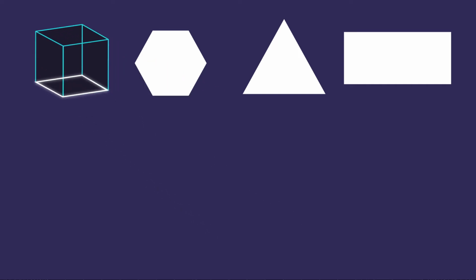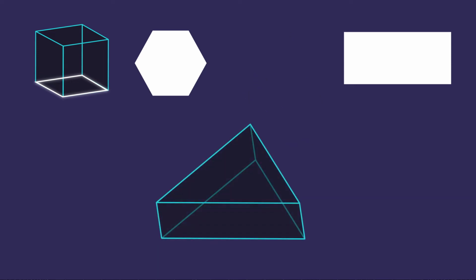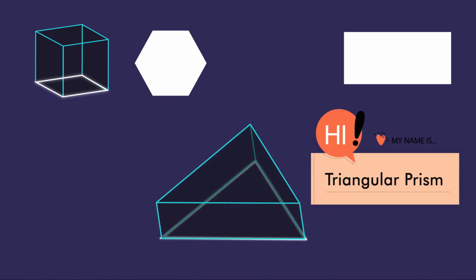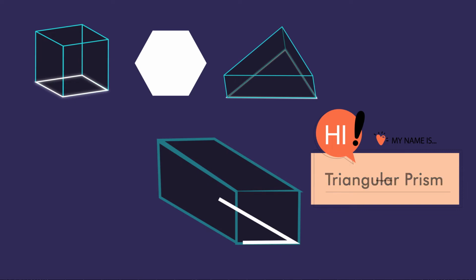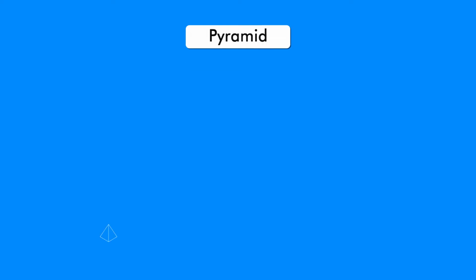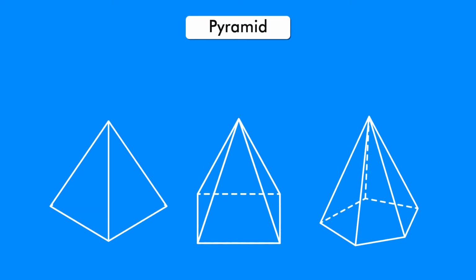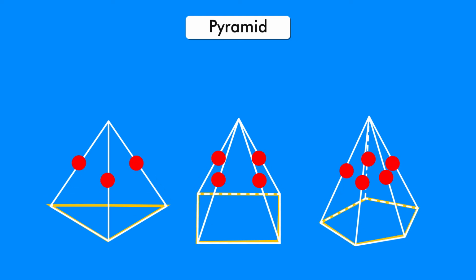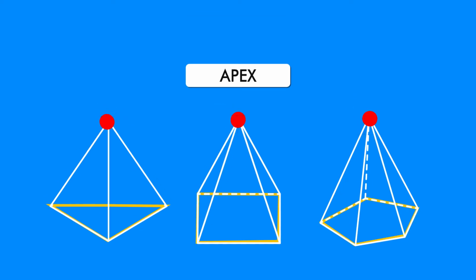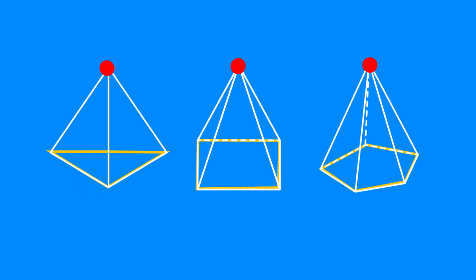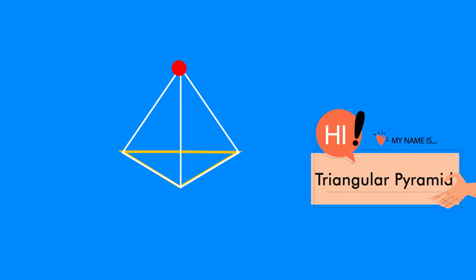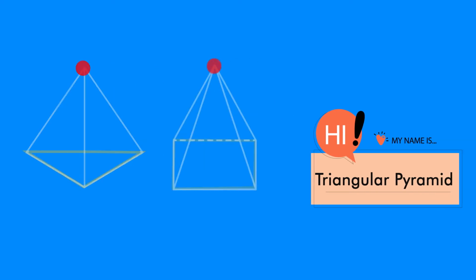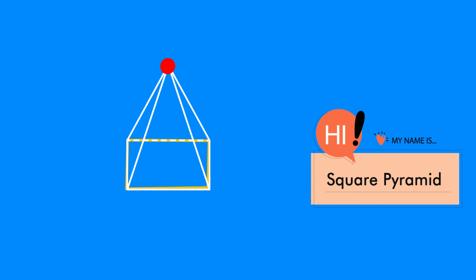For example, a triangular base will give rise to a triangular prism, while a rectangular base will result in a rectangular prism. A pyramid, on the other hand, stands on a polygonal base which is bound by three or more triangular surfaces that meet at a common point called the apex. Just like a prism, the pyramid gets its name from its polygonal base. A triangular base will give us a triangular pyramid, while a square base will make for a square pyramid.